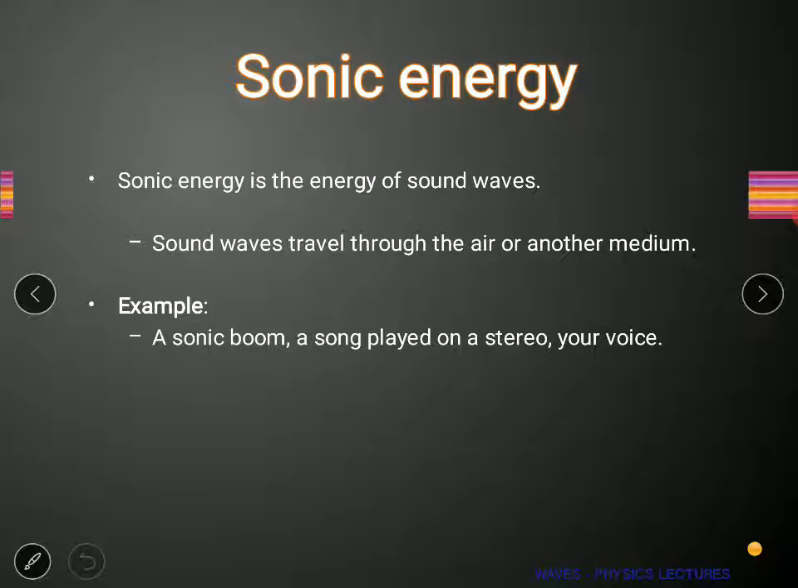Next, we have the sonic energy. The word sonic basically comes from the word sound, so it is generated from sound waves. Sometimes you might hear a lot of thunderstorm and all. These are nothing but sonic energy.